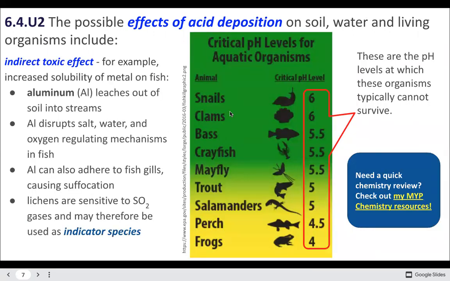And then you can have indirect effects. So it could affect the pH of water that organisms might be living in. This can also affect the solubility, how much toxic metal gets into soils and streams. And then you have lichen, which are really sensitive to sulfur dioxide, so they can be used to indicate the quality of the environment.